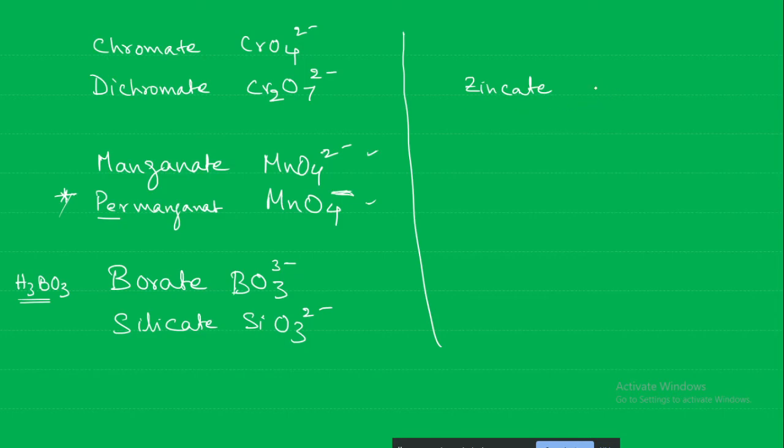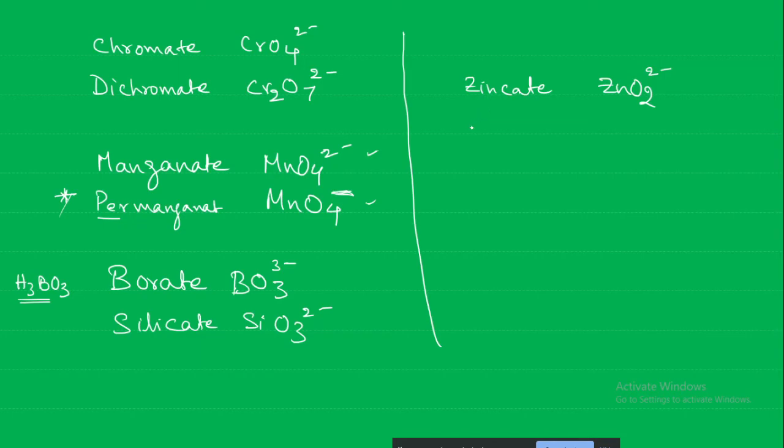Zincate. This zincate is the anion form. When it is reacting with acid, it will form zinc chloride, ZnCl2. But when it is reacting with the base, for example sodium hydroxide, it will form sodium zincate. The zincate anion is ZnO2 2 minus. So zinc is one example showing amphoteric nature.